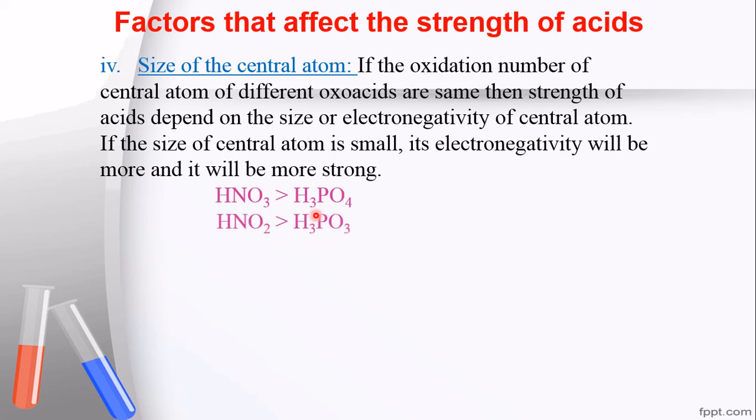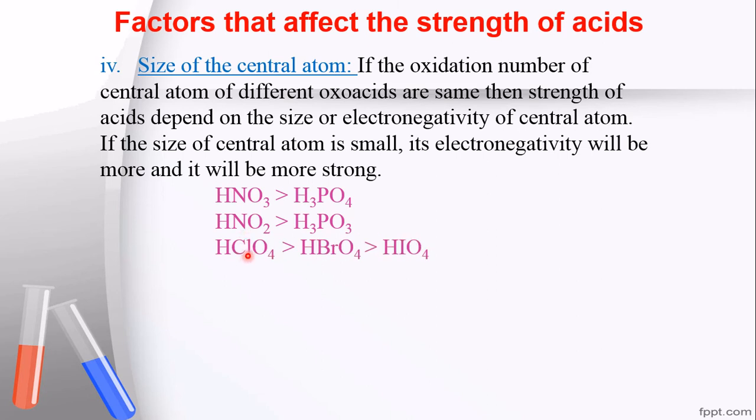Okay. Some more examples. Look. There are nitrous acid and phosphorus acid. Both nitrogen and phosphorus have oxidation number +3. But for the smaller size, nitrous acid is stronger than phosphorus acid.